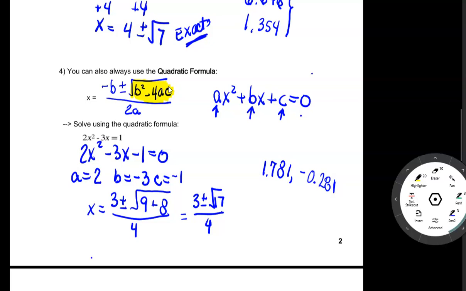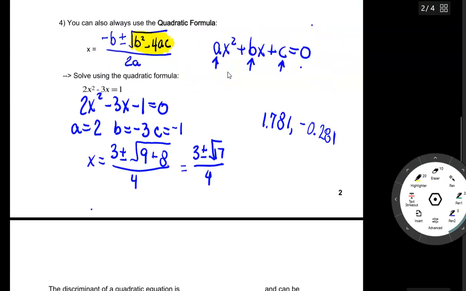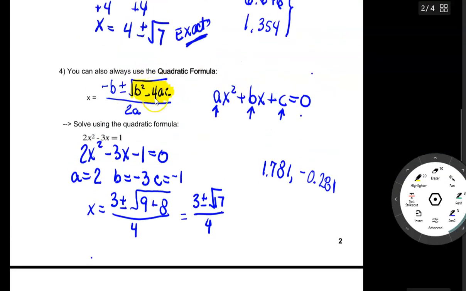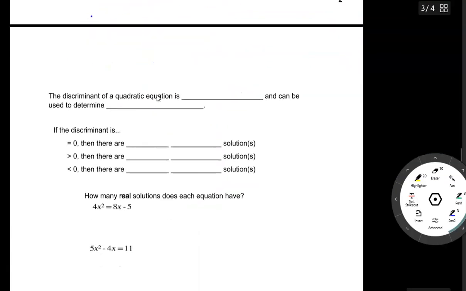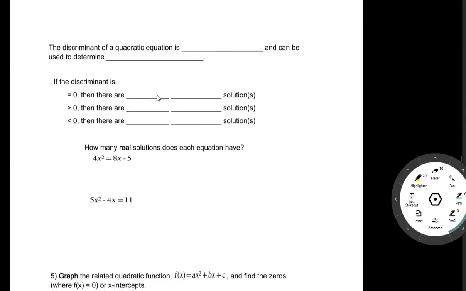So we have three possibilities here. What's under there is going to be positive, or 0, or negative. And because that's such an important thing that really plays into what our answers are, we have named what's under the square root the discriminant. So the discriminant of a quadratic equation is b squared minus 4ac. Notice that that is under the square root in the quadratic formula.